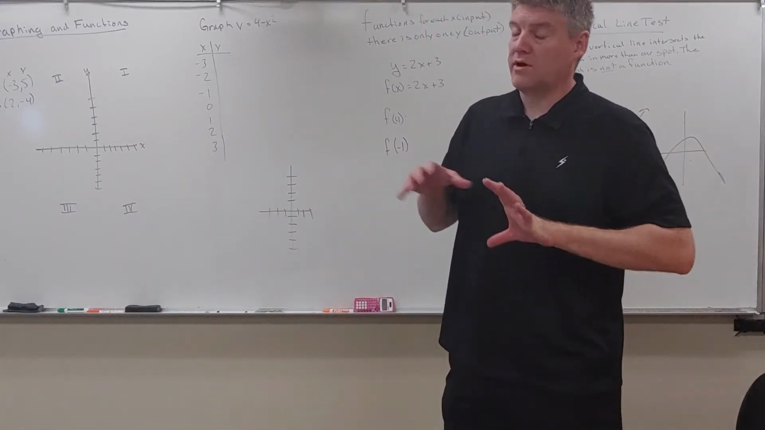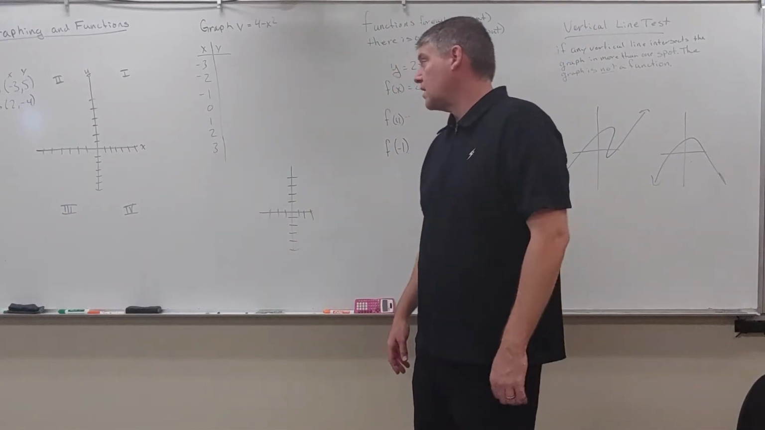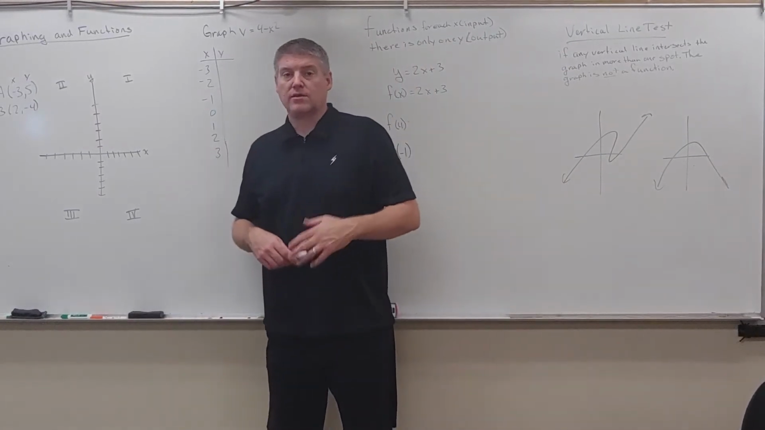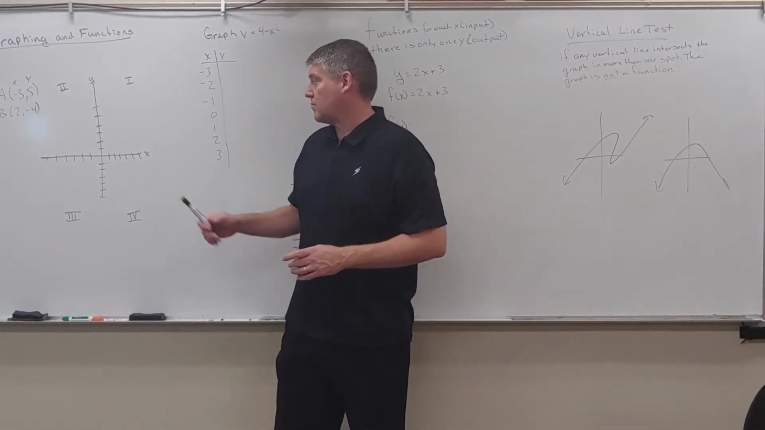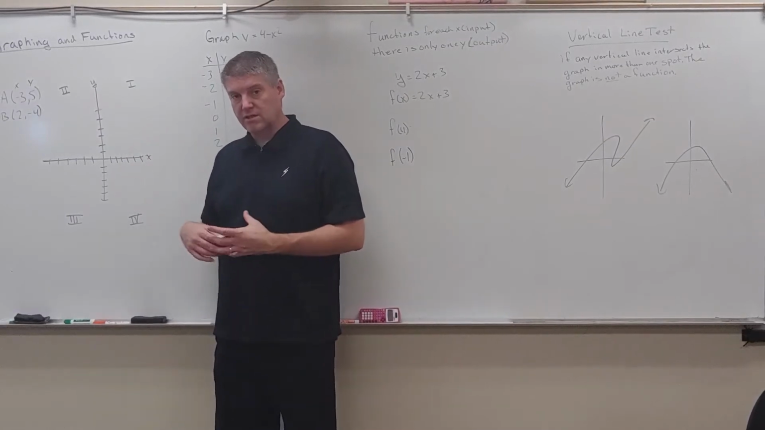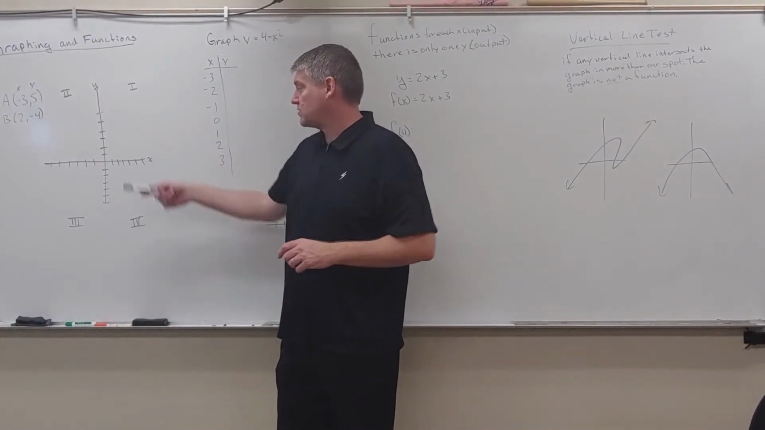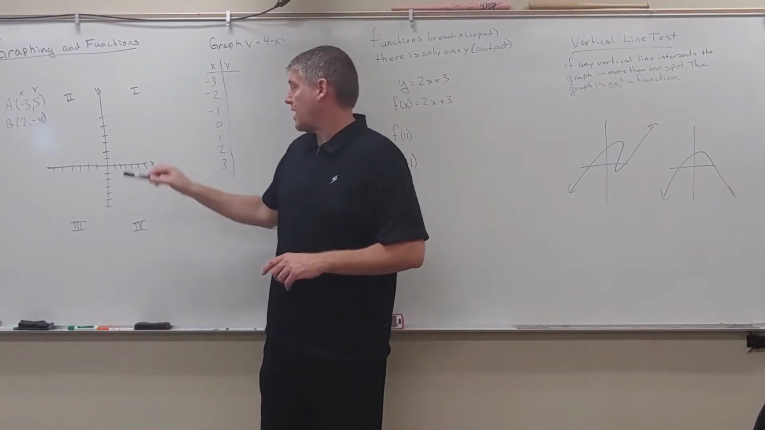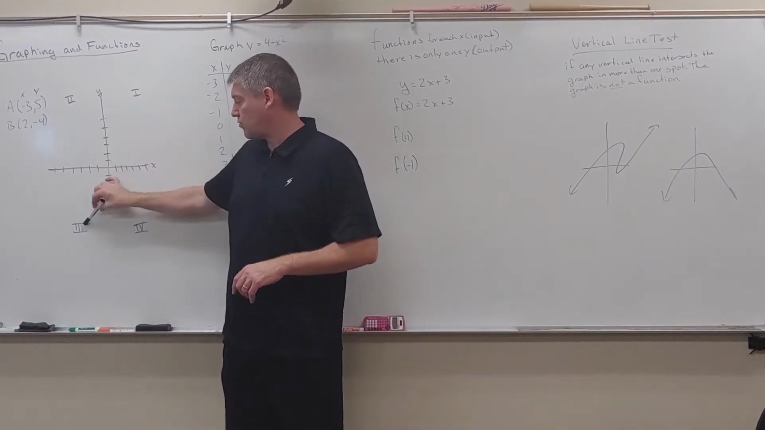All right, we're going to talk about graphing and functions. So when we're graphing, we're going to graph on the coordinate plane. The coordinate plane is broken up into 4 quadrants and the 2 axes. So we have our x-axis, our y-axis, and then we have quadrants 1, 2, 3, 4.